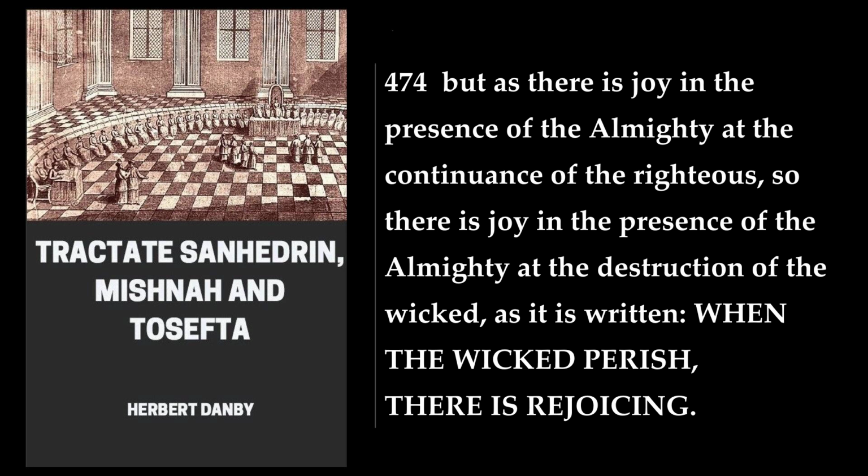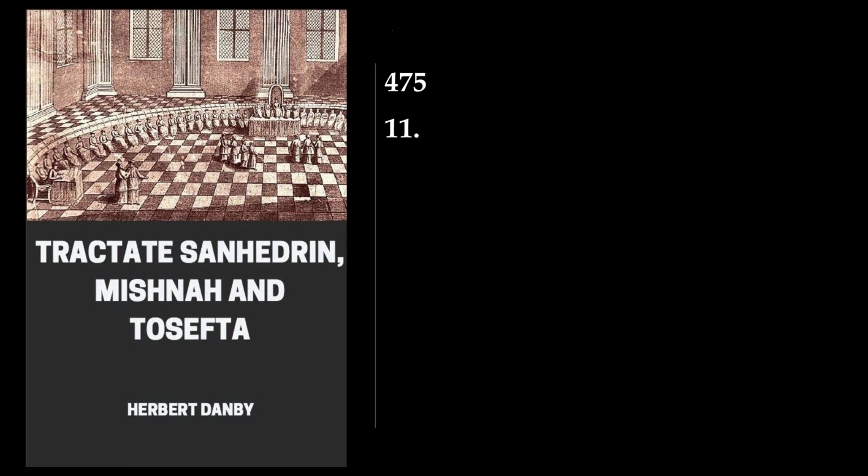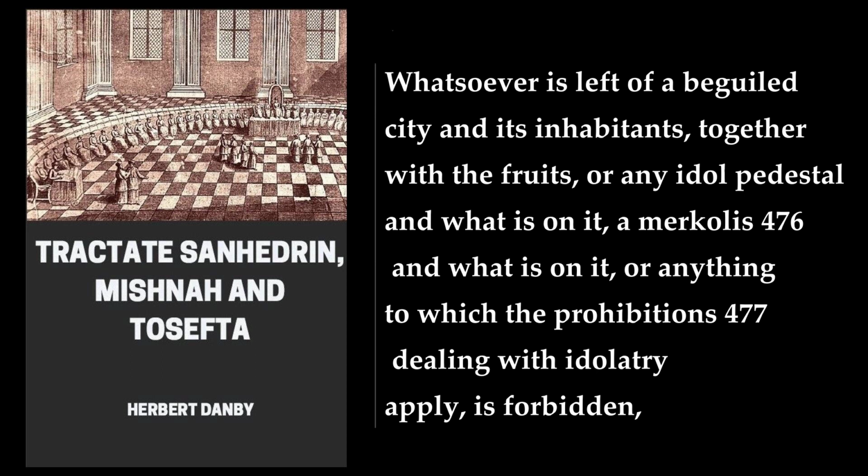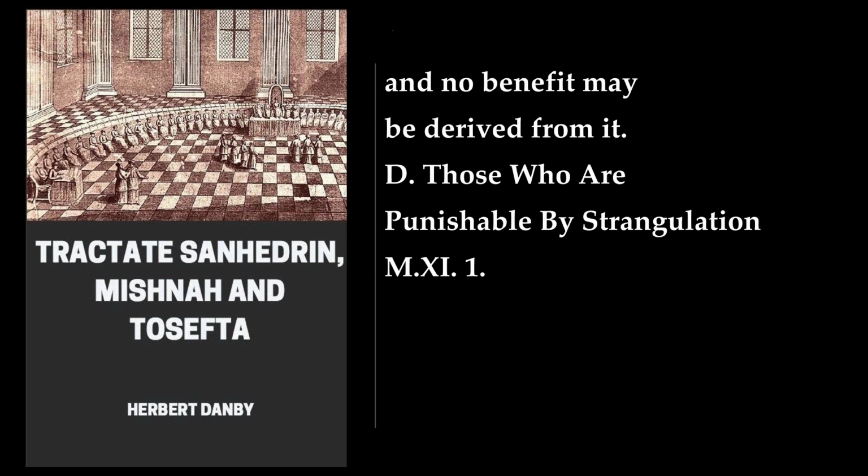474. But as there is joy in the presence of the Almighty at the continuance of the righteous, so there is joy in the presence of the Almighty at the destruction of the wicked, as it is written, When the wicked perish, there is rejoicing. 475. 11. Whatsoever is left of a beguiled city and its inhabitants, together with the fruits, or any idol pedestal and what is on it, a Mercurius 476 and what is on it, or anything to which the prohibitions 477 dealing with idolatry apply, is forbidden. And no benefit may be derived from it.